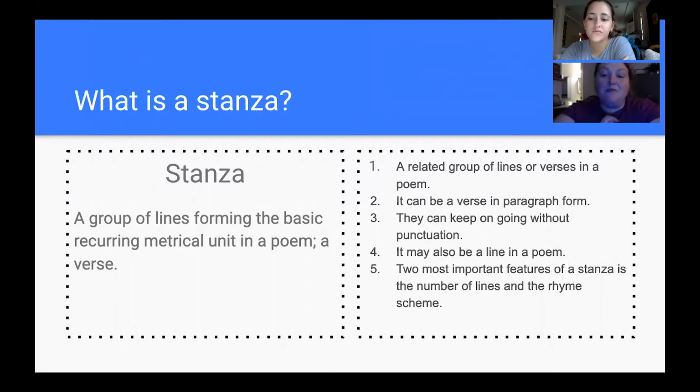And then the two most important features of a stanza are the number of lines and the rhyme scheme. So it can have lots of lines, but a stanza is just really that group of sentences that are together that really create a verse, or like a paragraph, or just one line is your stanza. Wow, that was a great description and definition of that.